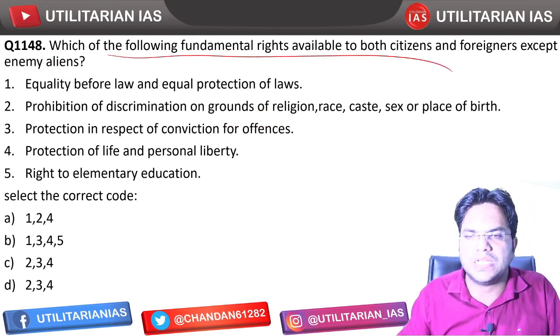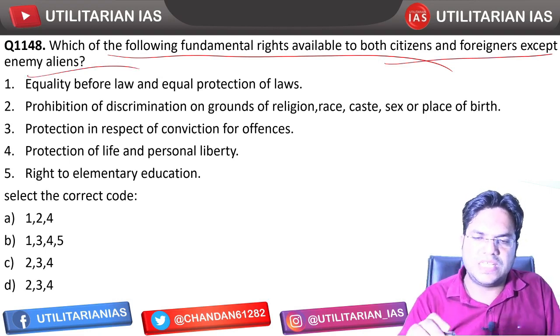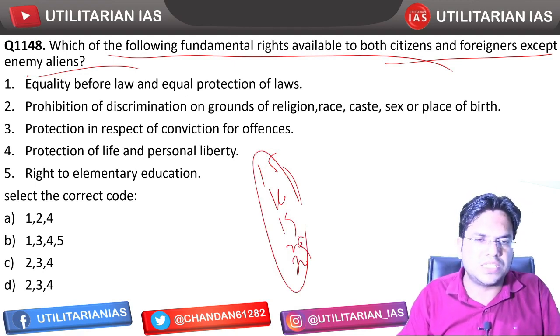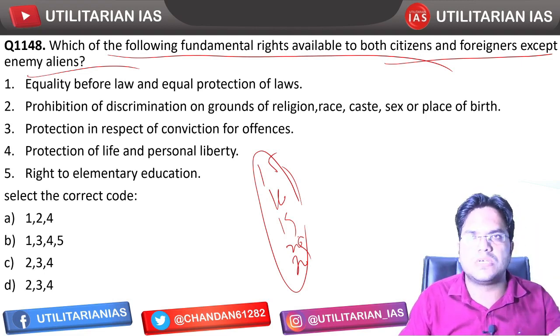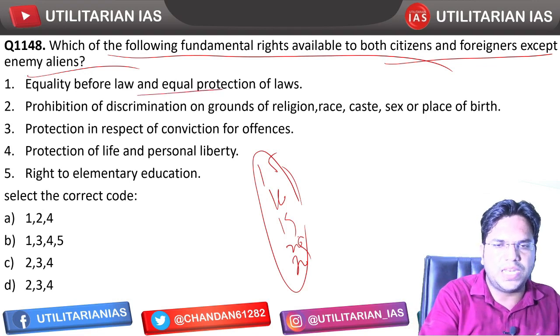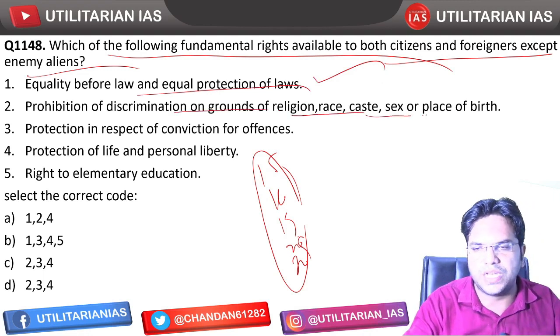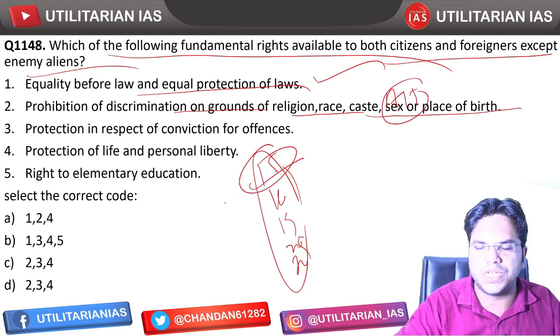Which of the following fundamental rights are available to both citizen and foreigner except enemy aliens? Okay, so see, there are certain articles that are available only to citizens, that is Article 15, 16, 19, 29 and 30. The rights under these articles are available only to the citizen. All other articles that you will notice are primarily available to both citizens and foreigners, right? So equality before law, Article 14, is available to both citizen and foreigner. Prohibition of discrimination on ground of religion, race, caste, sex and place of birth is actually Article 15, and rights under Article 15, as I already told you, are available only to citizens. So this can't be part of your answer.